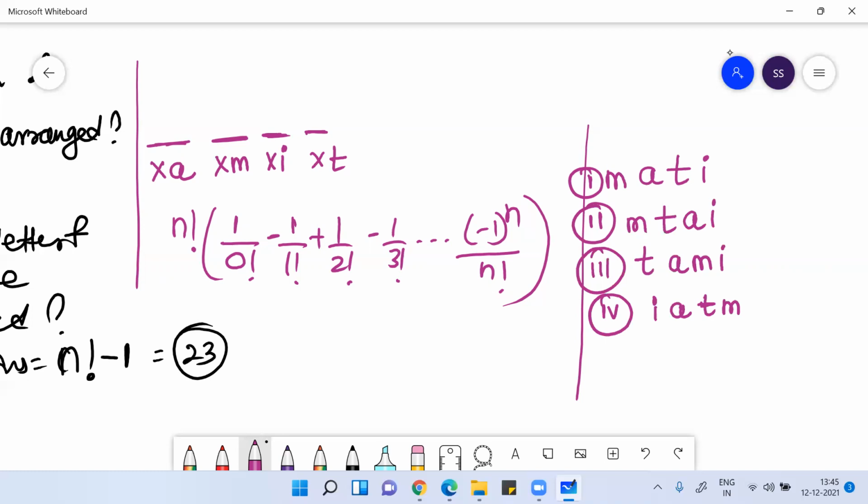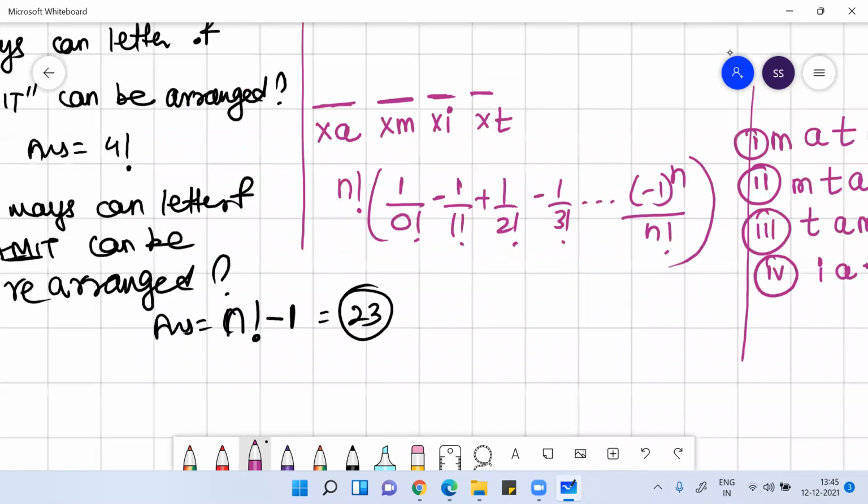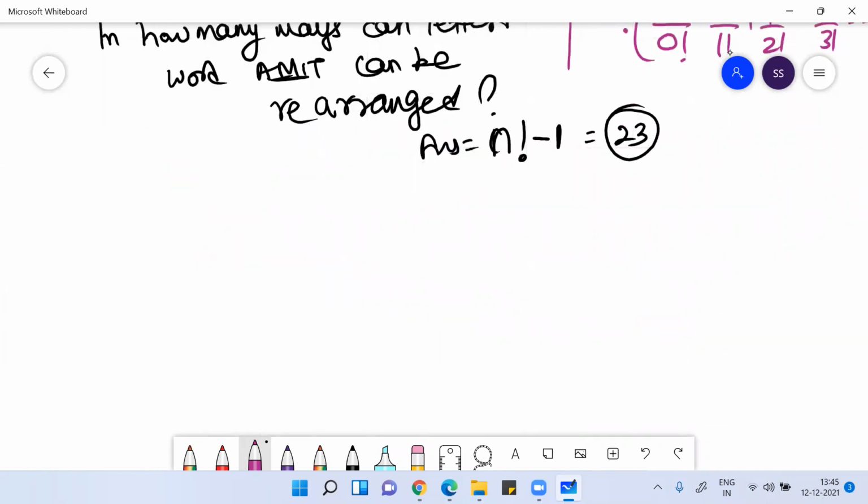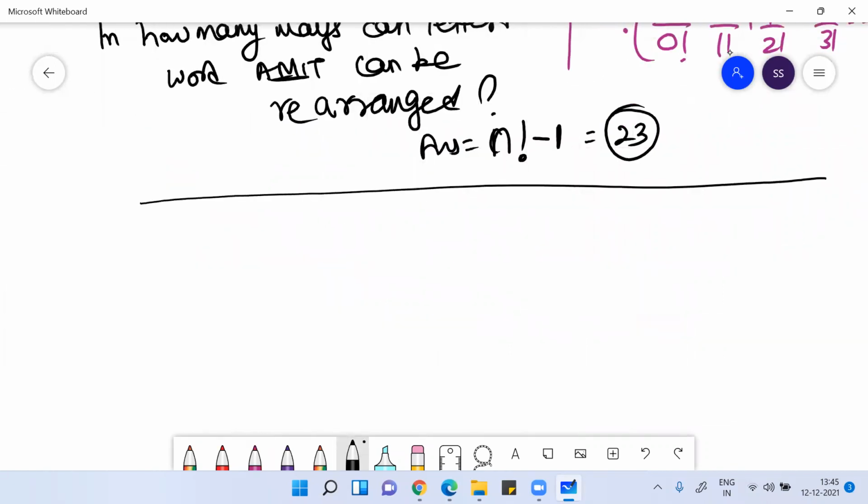Derangement basically means they should not come in the original place. So in how many ways can I arrange the letters of the word AMIT such that A cannot come in first place, M cannot come in second place, I cannot come in third place, T cannot come in fourth place. You are getting it, right? So that is called derangement. I hope you understood the terms: what is arrangement, what is rearrangement, what is derangement.